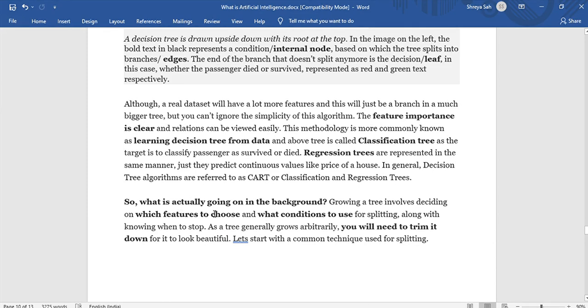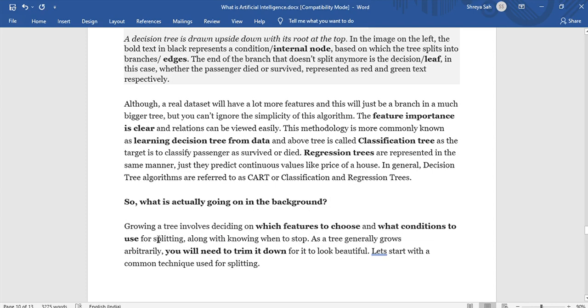Now, what is actually going on in the background? You may ask that. Growing a tree involves deciding which features to choose and what conditions to use for splitting, along with knowing when to stop. Obviously, when we grow a tree, the branches split and then we have leaves that do not split. So who is deciding what the conditions will be on which it will split?